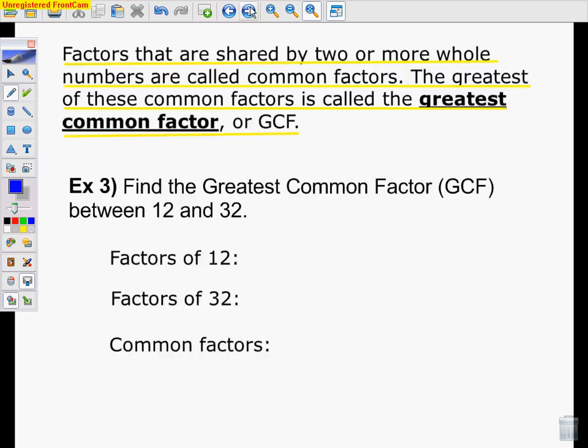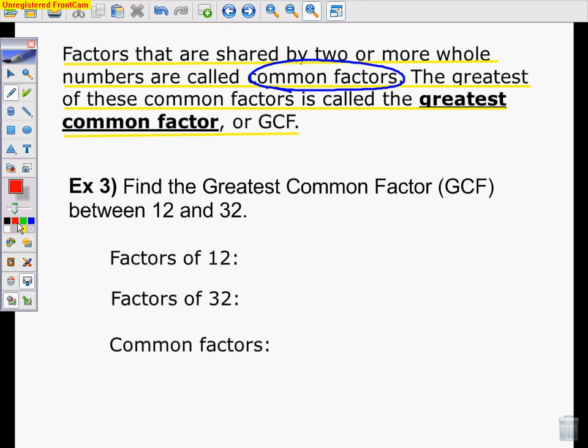Factors that are shared by two or more whole numbers are called common factors. The greatest of these common factors is called the greatest common factor, or the GCF. So find the greatest common factor, the GCF, between 12 and 32. When you're doing the GCF, hopefully you know your factors well enough that you don't have to write out the factors every time. But if you don't know what the greatest common factor is, you can go by this method.